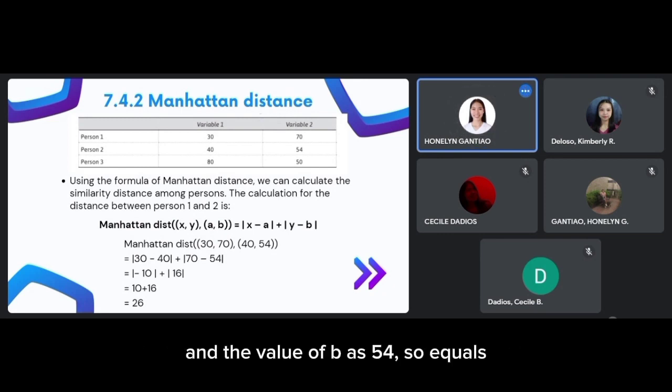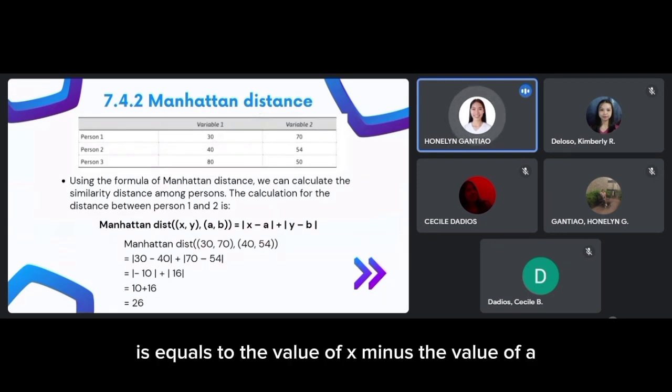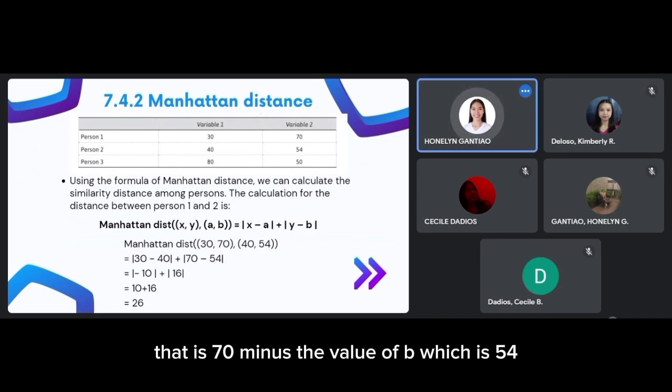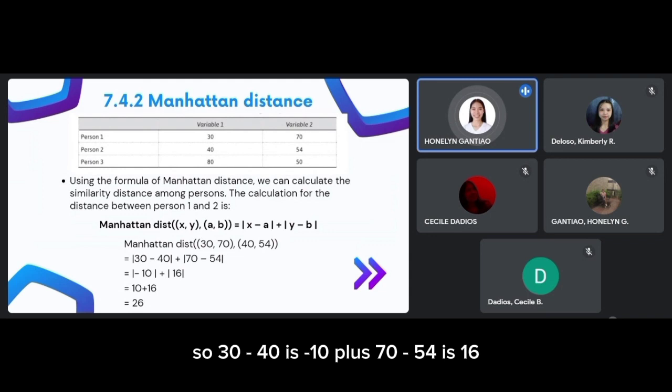So it is equal to the absolute value of x minus a, which is 30 minus 40, plus the absolute value of y minus b, which is 70 minus 54. So 30 minus 40 is negative 10, and 70 minus 54 is 16. So we have 10 plus 16, which is 26. So the Manhattan distance is 26.